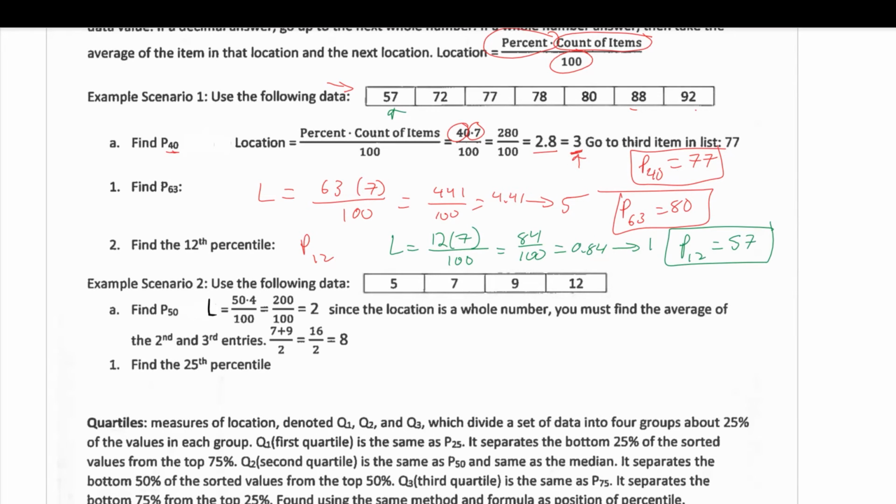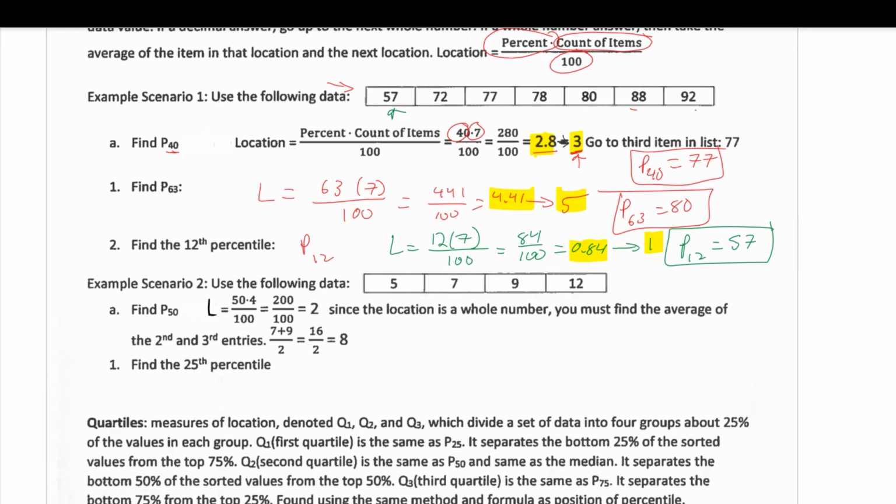All right, so again, this is an example in which, what if we don't actually get a decimal value? Like in each one of the problems above, we had like 2.8, which really shouldn't be an equal sign. This should be more of an arrow. That rounds up to 3. Same thing here, we have 4.41, which rounded up to 5, 0.84, which rounded up to 1, right? What if we actually get a whole number? How do you deal with that?